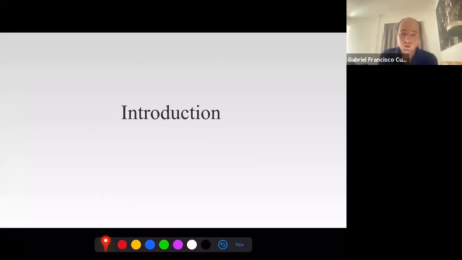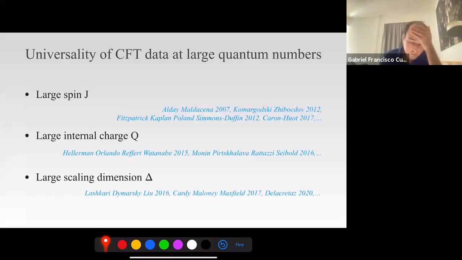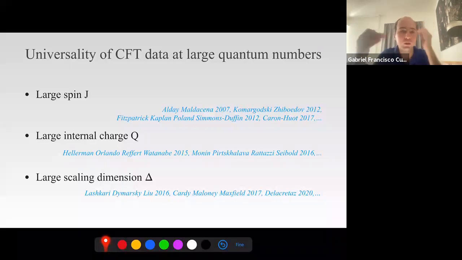So let me start with the introduction. It's a fact of physics essentially that large quantum numbers often entail some simplification in the description of a theory, the typical example being the large angular momentum limit of the hydrogen atom, which entails a semi-classical limit.